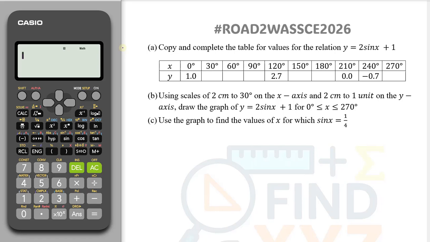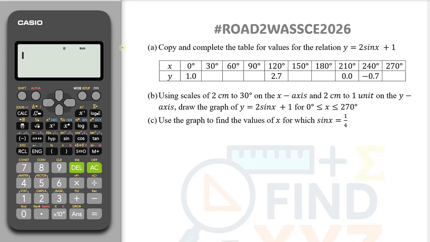Then we are asked to use scales of 2 centimeters to 30 degrees on the x-axis and 2 centimeters to 1 unit on the y-axis. Then we'll draw a graph of y is equal to 2 sine x plus 1 on the interval of x from 0 degrees to 270 degrees. Then finally, we'll use our graph to find the values of x for which sine x is 1/4.